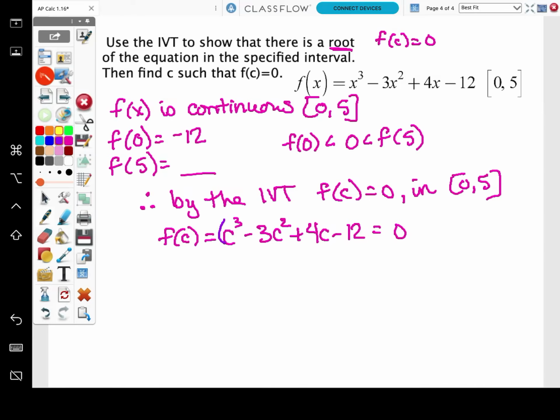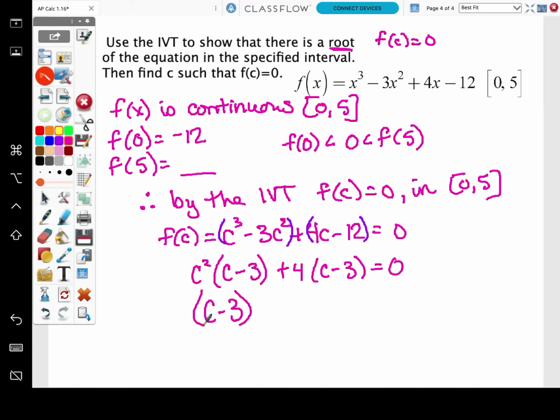Now this is a super fun one, 4 terms. We're going to factor by grouping to solve this. So I'm going to group those first two, group those second two, take out greatest common factors. So c squared from the first group, and I'm left with c minus 3. 4 from the second group, and I'm left with c minus 3. So then c minus 3 is the common factor now, c squared plus 4.